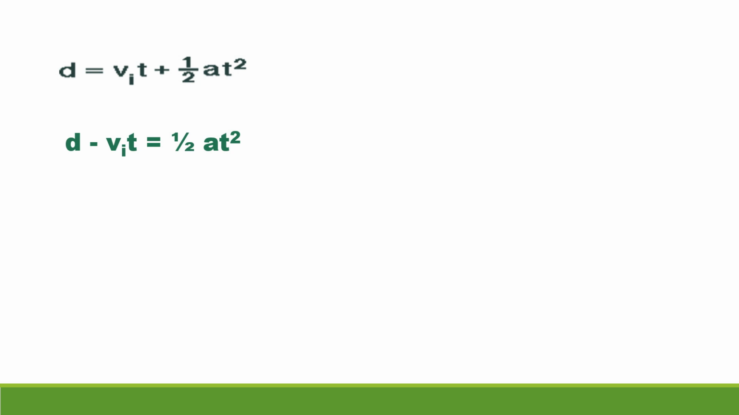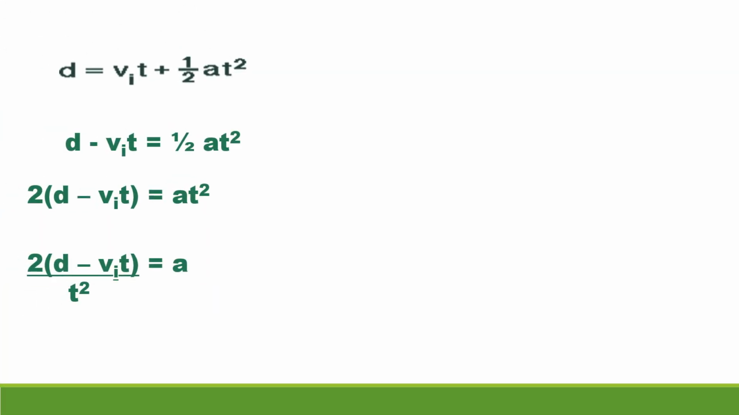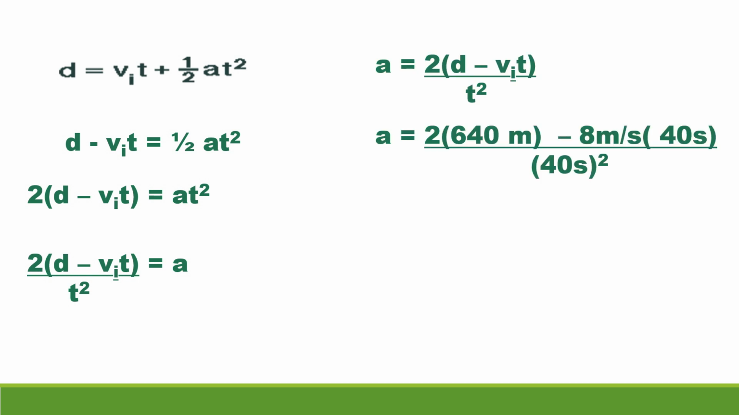Next, we multiply both sides by 2. And to isolate the acceleration, we need to divide both sides by t squared. Now, to make this more visually appealing, let's switch the sides. Substitute. We get 0.40 meters per second squared.